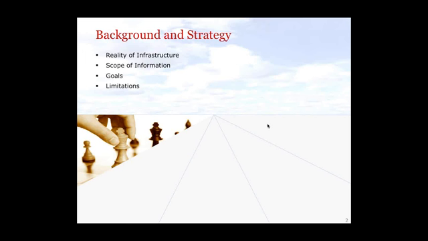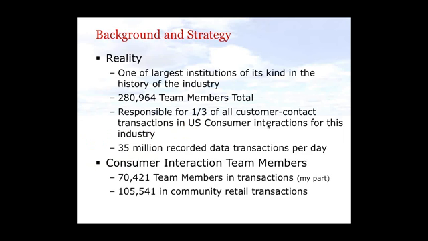So the background and strategy. The first thing that you have to take a look at within a company as large as ours, and with as many team members as ours, is the simple reality of the infrastructure, the scope of the information, what everyone's cross-pattern goals are, and then where the physical limitations lie with this much information flowing. There begins to be a problem associated with the reality and the tyranny of numbers with all of the transactions and information. It's the largest institution of its kind currently in the history of the industry of financial banking.